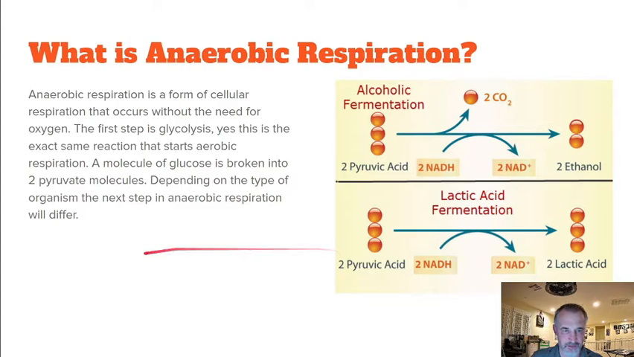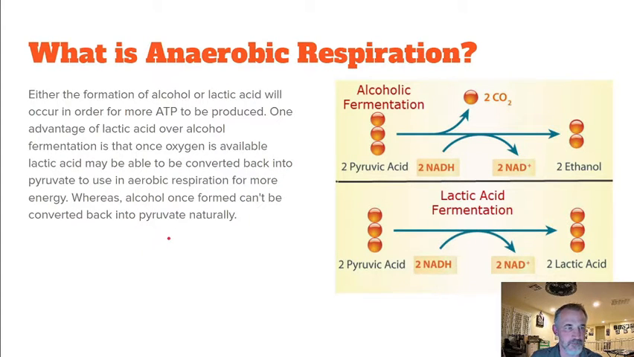So let's look at these two in a little more detail. Either the formation of alcohol or lactic acid will occur in order for more ATP to be produced. One advantage of lactic acid over alcohol fermentation is that once oxygen is available, lactic acid can be converted back to pyruvate to use in aerobic respiration for more energy, whereas alcohol, once formed, can't be converted back to pyruvate. So this is a one-way reaction. This one, we can reverse and convert the lactic acid back to pyruvate.